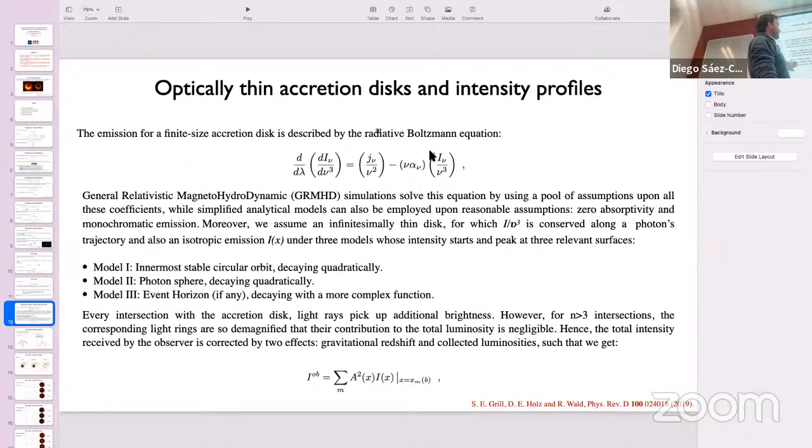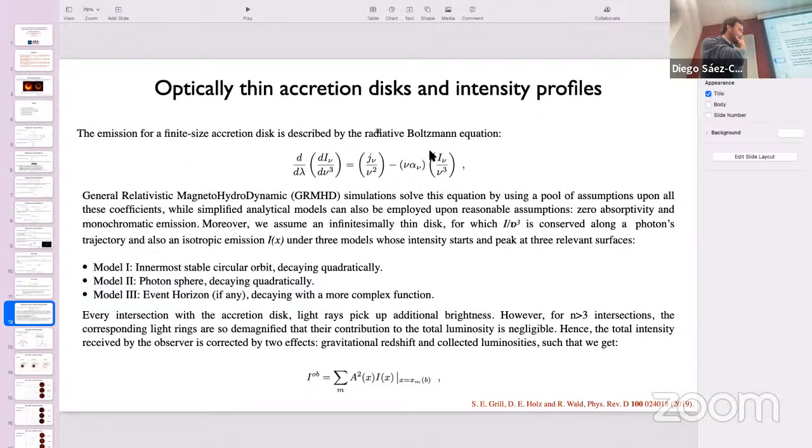So the observed intensity at the end of the day is going to be corrected. The intensity, the luminosity of the accretion disk, will be corrected when you collect it on your screen, in your telescope, by two effects. One is related to the gravitational redshift. Obviously, depending on where the photon was emitted, closer or farther from the central object, it is going to suffer a different gravitational redshift. And then, the second is due to the collected luminosities, because of the deflections of the photons going around the central object.